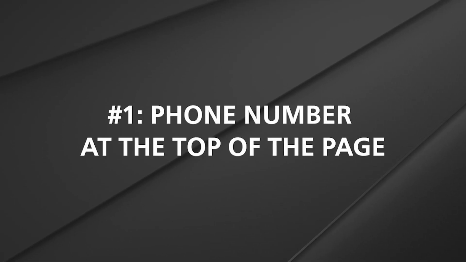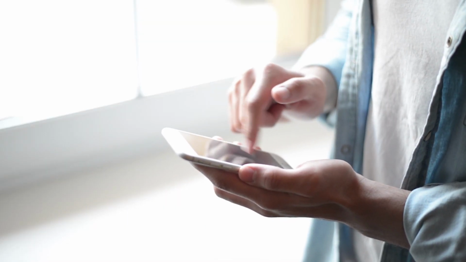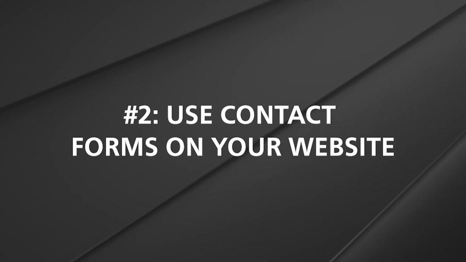Number 1, phone number at the top of the page, that top right corner on desktop, in the center or somewhere in the center of the page on mobile, or at the bottom on mobile. Why is that? As you scroll down the page on desktop or on mobile, you want them to have an easy way to contact you on the phone. That's number 1 tip.